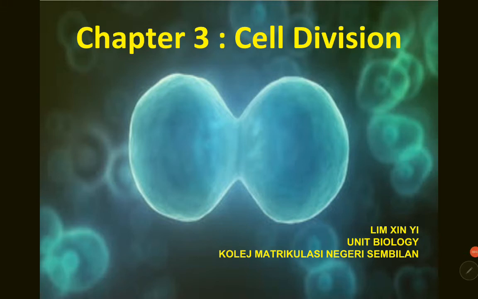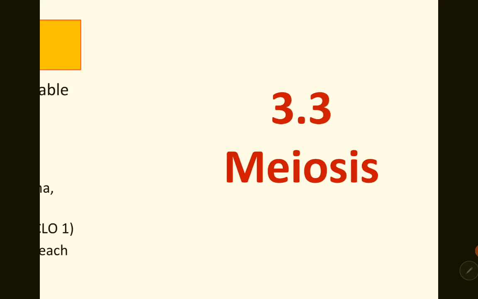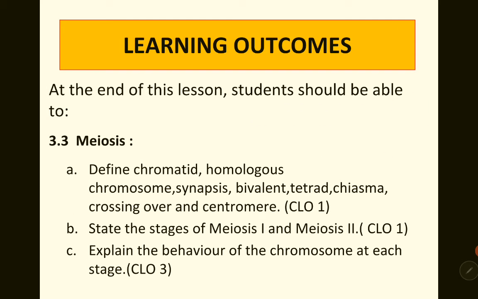In this video we are going to discuss chapter 3, cell division, and the subtopic of meiosis. After this lesson, you should be able to define the meaning of chromatid, homologous chromosome, synapsis, bivalent, tetrad, chiasma, crossing over, and centromere. State the stages of meiosis 1 and meiosis 2. Explain the behavior of the chromosome at each stage.